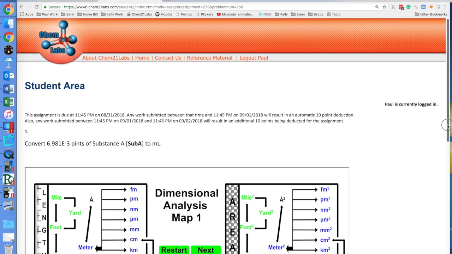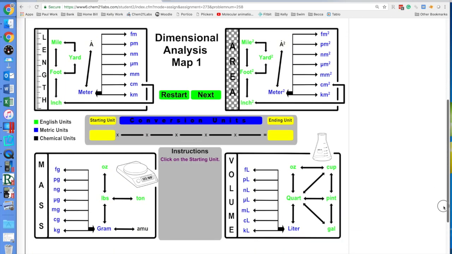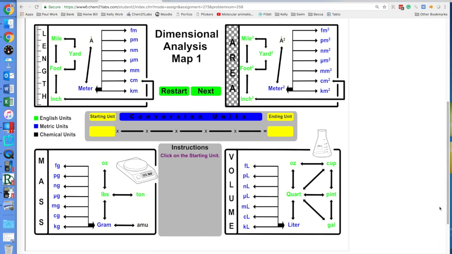Now, since pints is a volume, and I look at my dimensional analysis map, I could do length, area, mass, or volume. Since pints is a volume, I will begin the problem by selecting the first unit, pints. That's where I start, and it builds the calculation starting with pints, and if I stop there I would be at pints. But I really want to go to milliliters, okay?